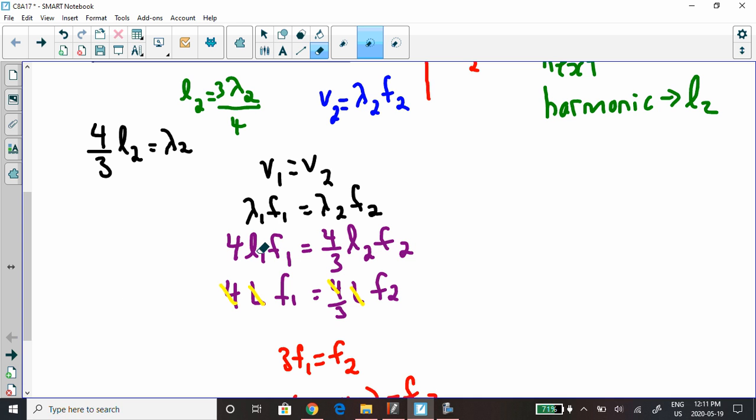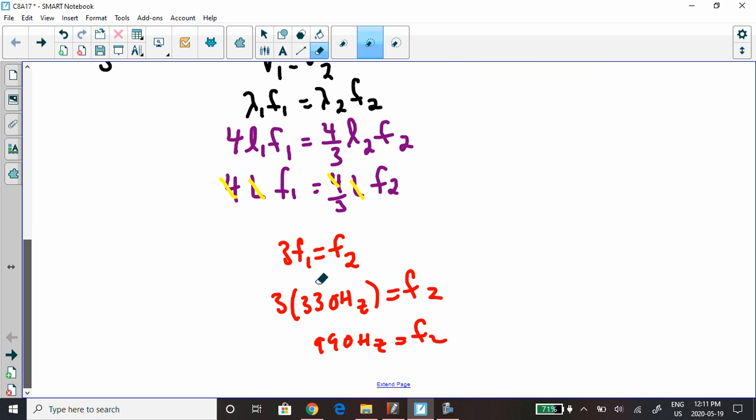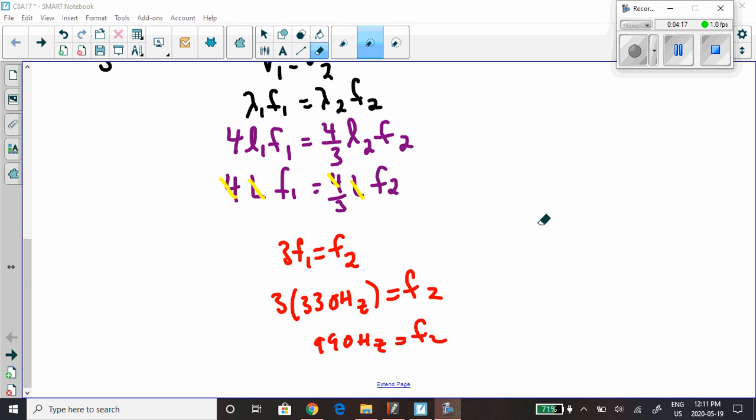So instead of 4 times L1, I just have 4 times L, and instead of 4/3 L2, just 4/3 L. Now I can do some canceling. The 4 cancels out, the L's cancel out, and I can rearrange this and figure out that frequency 2 is equal to 3 times frequency 1, or 3 times 330 hertz, so frequency 2 is 990 hertz. I've only done one of these for you as a model on how to do the others.